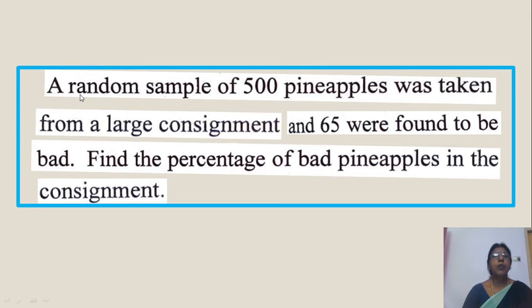Okay, next problem. A random sample of 500 pineapples was taken from a large consignment and 65 are found to be bad. Find the percentage of bad pineapples in the consignment. A random sample of 500 pineapples, total n is 500. From these pineapples, 65 are found to be bad. Out of 500, 65 are bad in condition. Find the percentage of bad pineapples in the consignment.